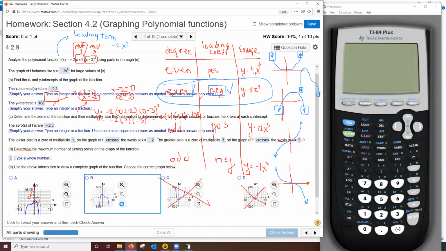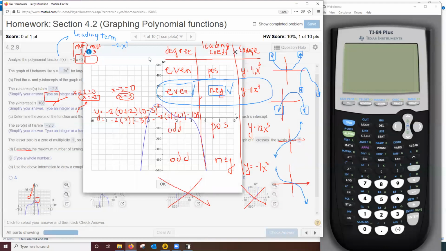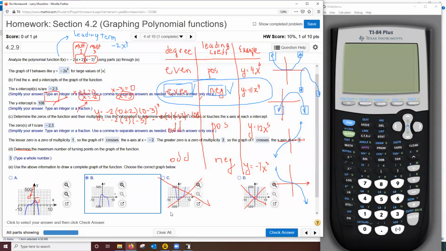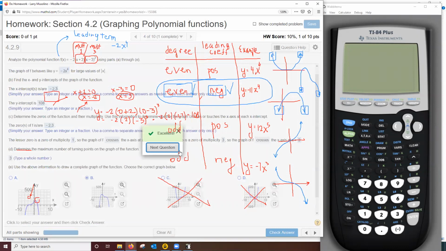Let me zoom in on graph B. Let me take a look here at graph B. Can you see right here, graph B does have an x-intercept at 3 and another x-intercept back here at -2. So clearly this graph is the correct answer. It has the right end behavior and it has the correct x-intercepts. So it looks like answer B is the correct answer.